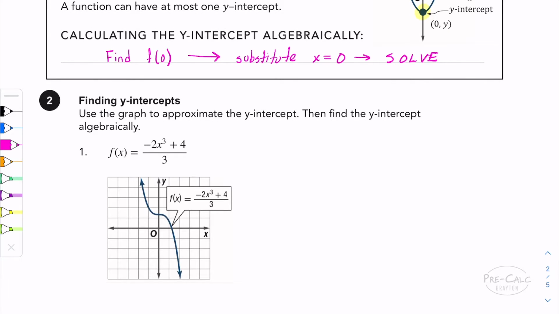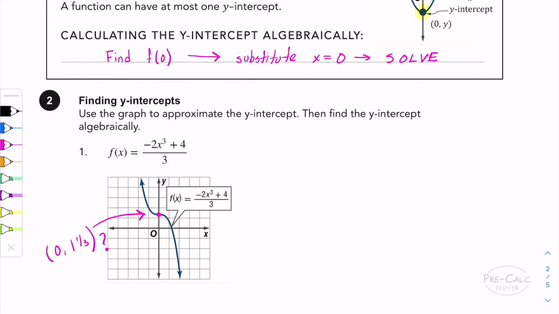Okay, the next example set says to use the graph to approximate the y-intercept, then find the y-intercept algebraically. So, looking at the graph, it appears that the y-intercept is about right here. If this graph is increasing by units of 1, I would say it's at about 1 1/3. So we're just approximating this, so we'll see how close we are. We're not really sure, but that's what we pulled off of the graph.